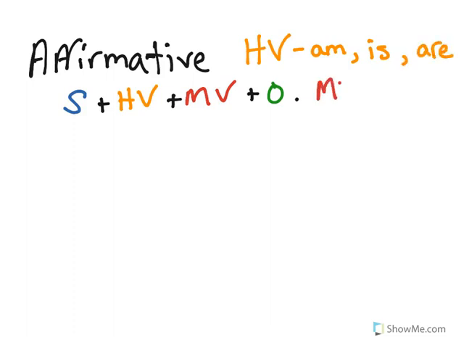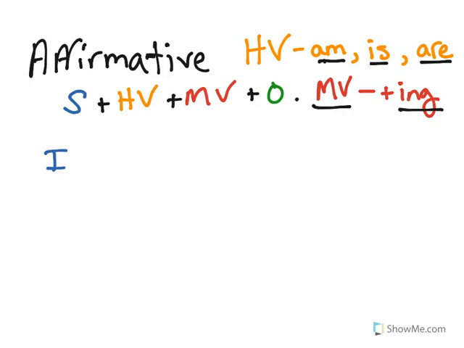The main verb in present progressive is a verb plus ing. So it's the ing form of the verb. This is really confusing because in simple present tense, am, is, and are can be main verbs, right? But in present progressive, they can't be. In present progressive tense, am, is, and are are helping verbs, and then the main verb is a do verb with ing at the end. So let's look at a couple examples.